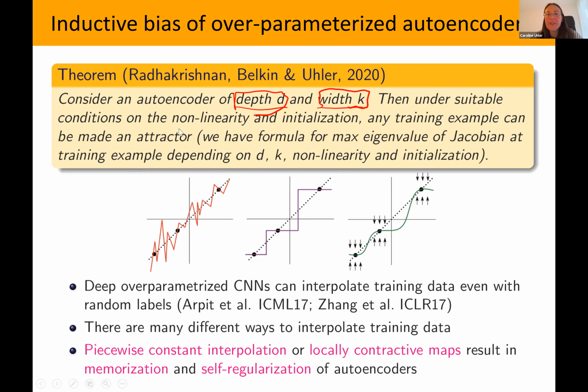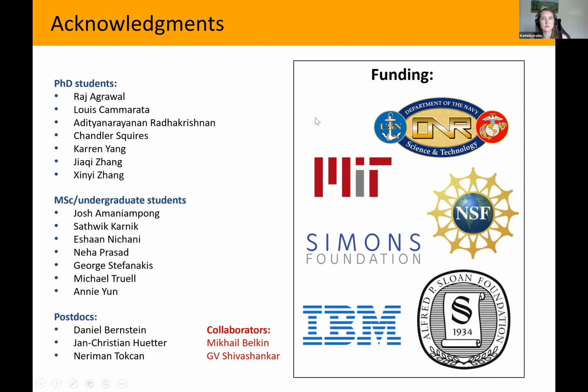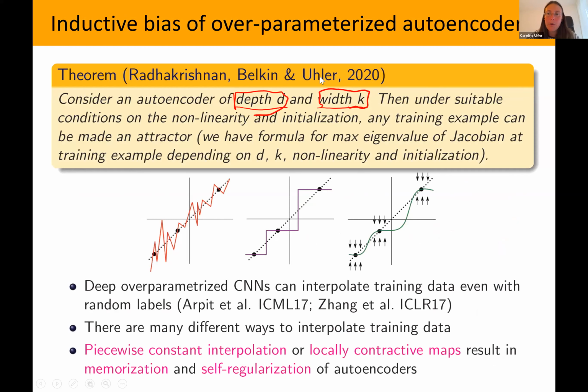Depending on the nonlinearity that you're choosing and the initialization, like how close you are to zero, these two things will define how much depth and width you need in order for any training example to become an attractor. So this is if you do training with a single data point, a single training example. Okay. Exactly. Yep. I see.